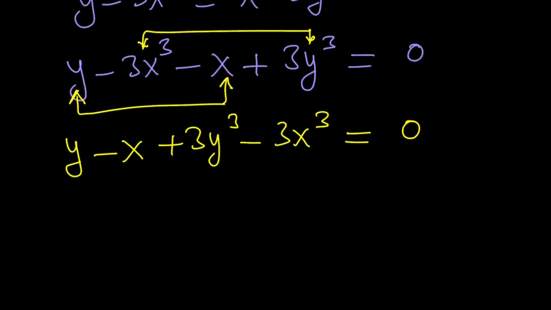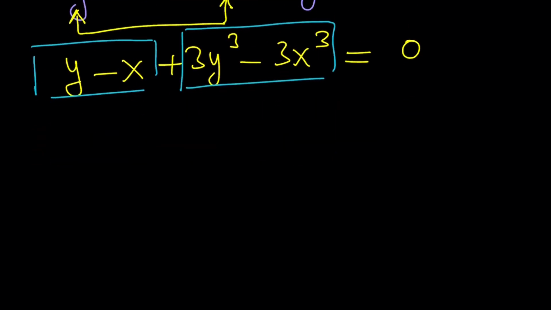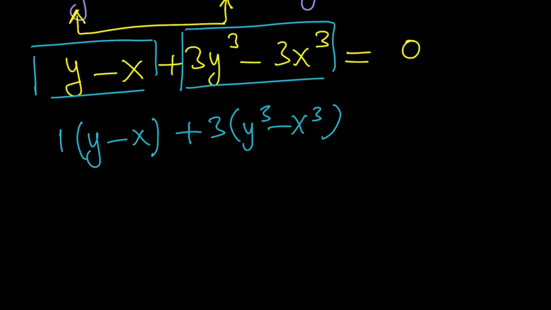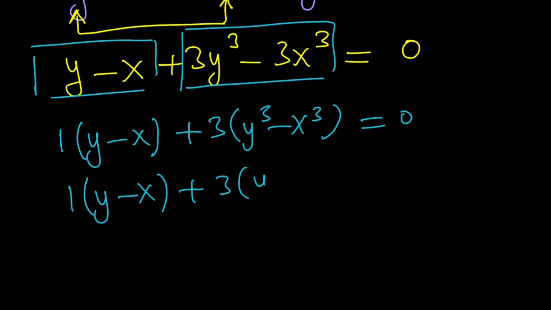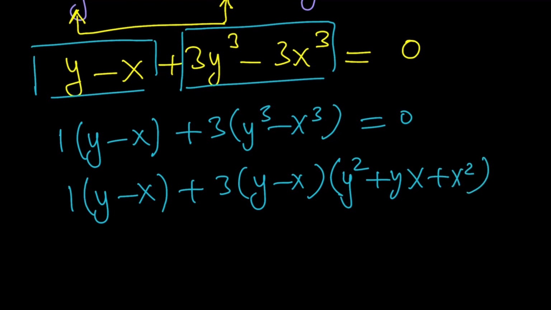Awesome. Here's what we're going to do now. We're going to make two groups. This is our first group, and this is our second group, and we're going to factor by grouping. So y minus x doesn't really have anything. You can basically take 1 out, so write this as 1 times y minus x. But this one is 3 times y cubed minus x cubed, which is a difference of 2 cubes. So I can factor the difference of 2 cubes. The formula is: y squared plus yx plus x squared. Xy and yx are the same thing, by the way. And this is equal to 0.